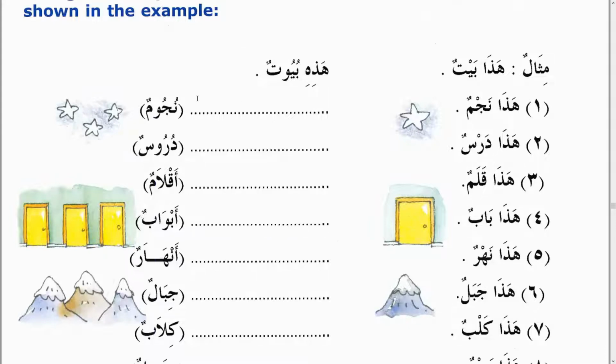Hada najmun. So we'll say haulai. We won't say haulai, right? We'll say hadihi nujumun. Right? We won't say haulai. We'll say hadihi nujumun. These are stars. Hada darsun. This is a lesson. So we'll say what? Hadihi durusun. Very easy. We just need to add hazi.